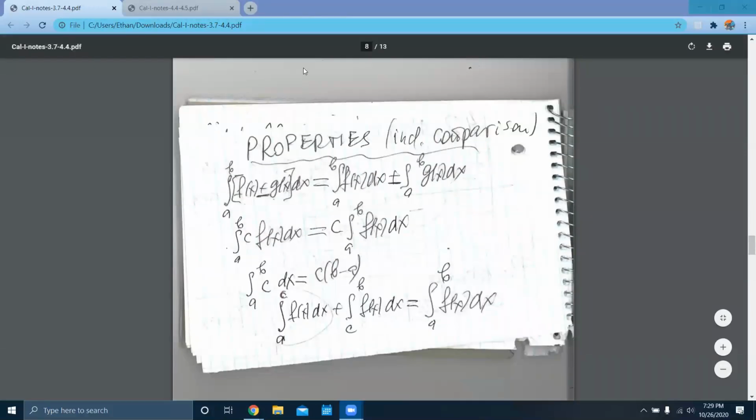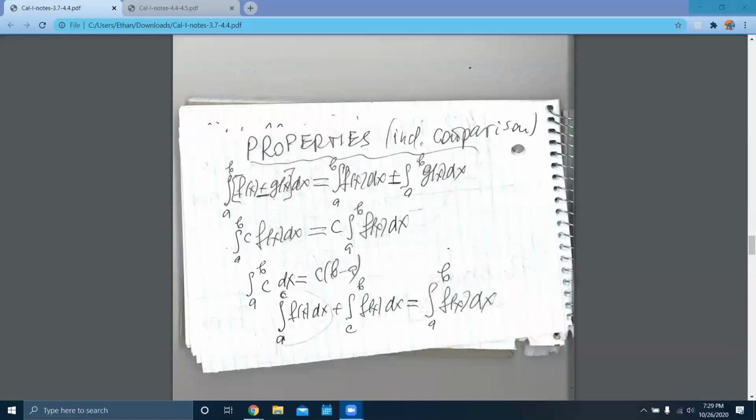So this is just a general overview of properties that he has here. This is the property we talked about earlier, where if you have two functions added to each other, you can split them into two separate integrals. If you have a constant on the inside, you can move it to the outside. And also, what in the world is this here? The integral from a to b of c dx is equal to c times b minus a. Oh, that's a constant. Okay, yes, this makes sense.